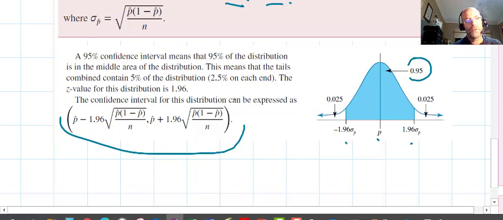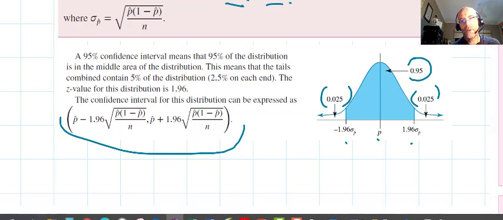So the tails combined each contain 5% of the distribution, 2.5% on each end, and the z value is 1.96, and we've seen these z-scores before. So this will be properly developed in the next video.